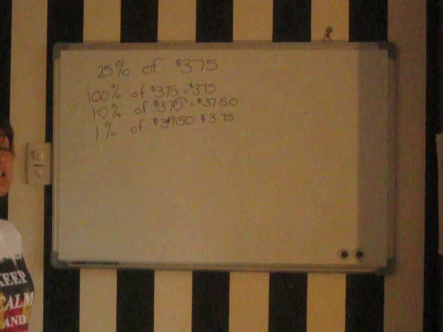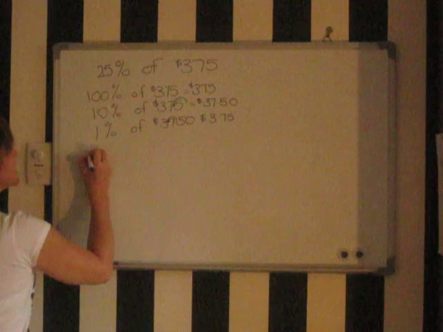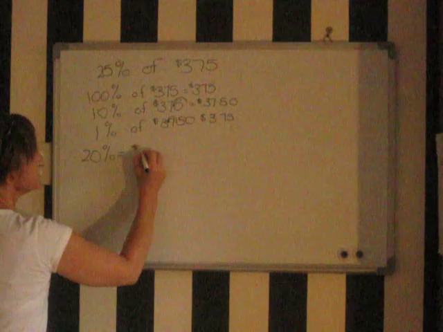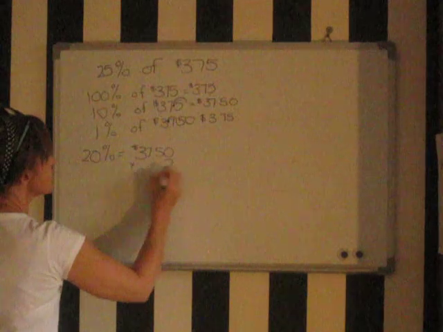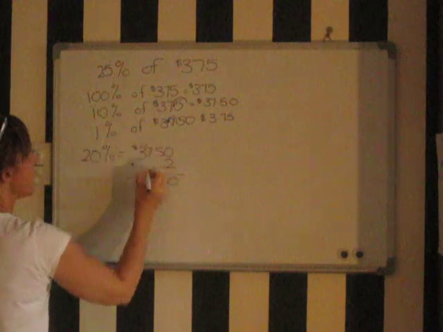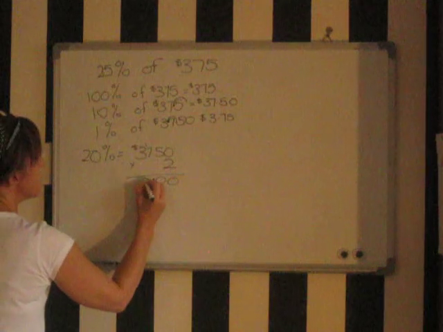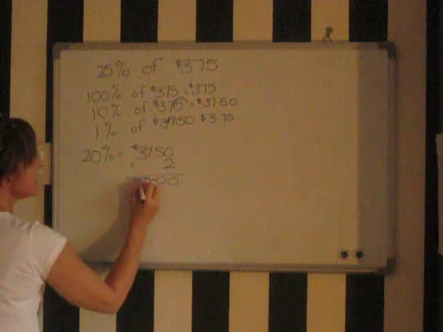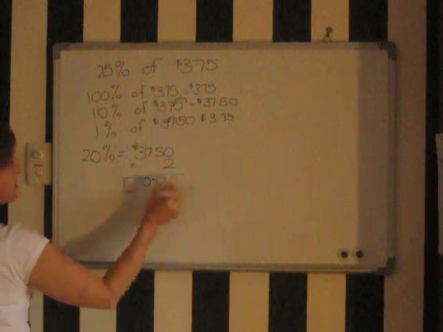Okay, so we've got our 10%. So we actually need 25%. So 10 plus 10 will give us 20%, okay? So 20% equals 37.50 times 2. So 2 times 0 is 0, 2 times 5 is 10, down the 0, carry the 1, but we need to bring our decimal point down. 2 times 7 is 14, plus 1 is 15. 5, carry the 1, 2 times 3 is 6, and 6 plus 1 is 7. $75. So $75 is what 20% is.